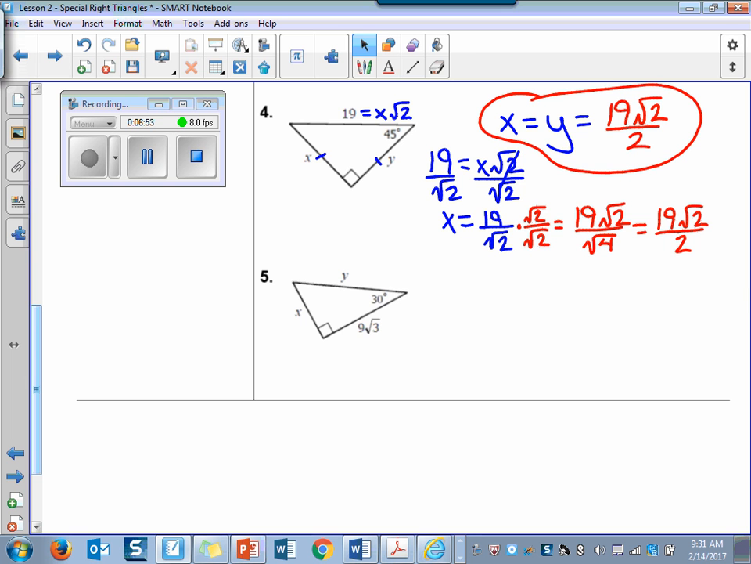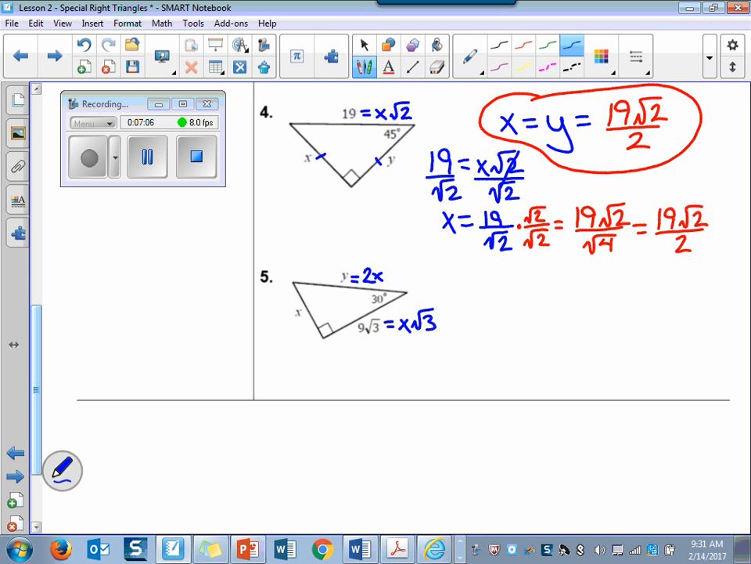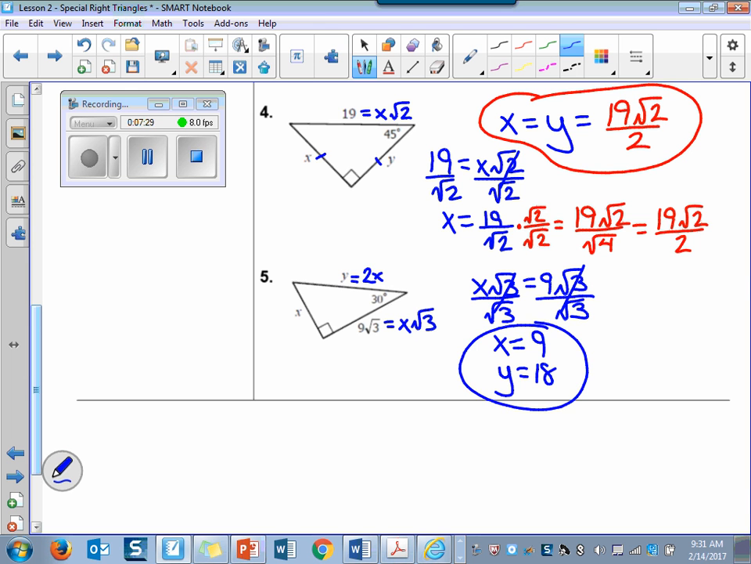It's a 30, 60, 90. And let's see, my short leg is x. That means my hypotenuse is twice x, and the long leg is x times the square root of 3. I need to solve this equation. X times the square root of 3 equals 9 times the square root of 3. To isolate the variable, I have to divide both sides by the square root of 3. And, oh, that was easy. X equals 9, and y equals 2 times 9, which is 18. Not too bad.